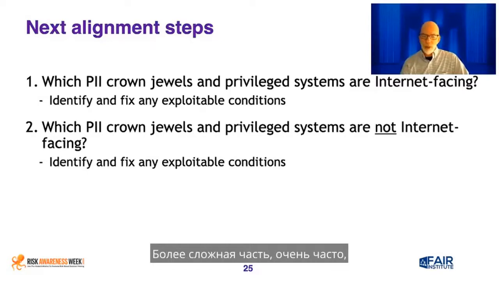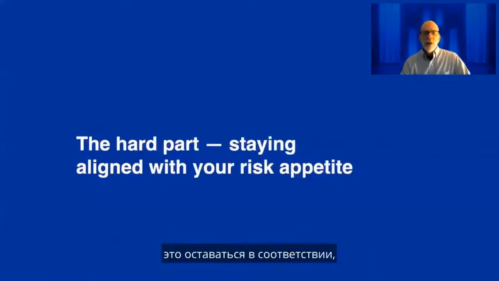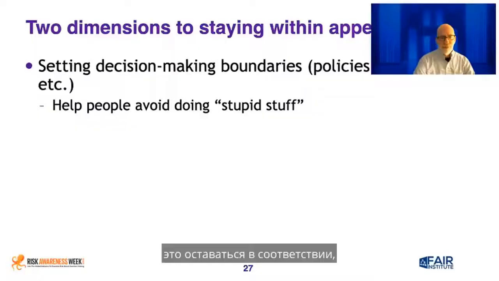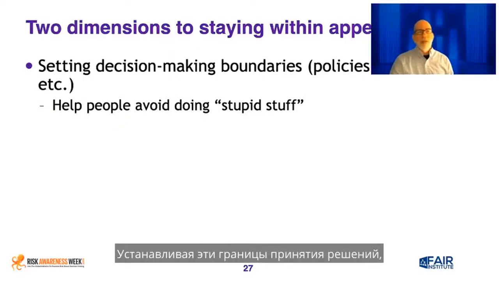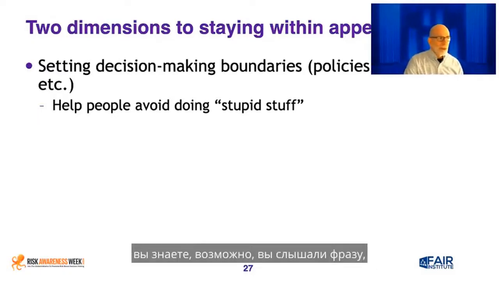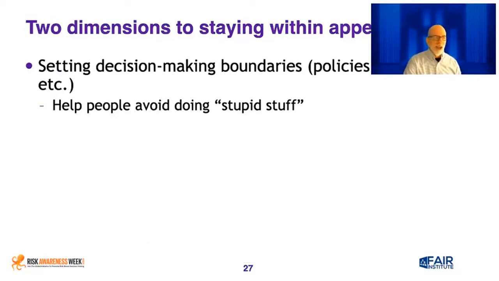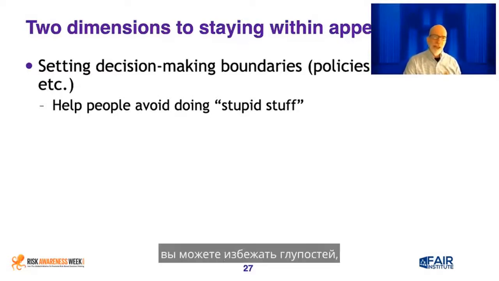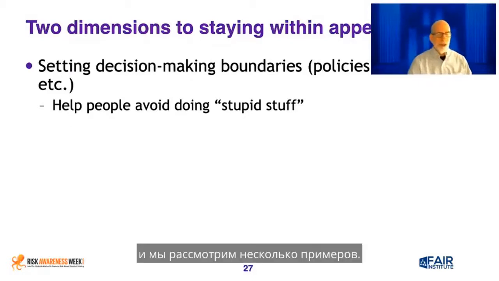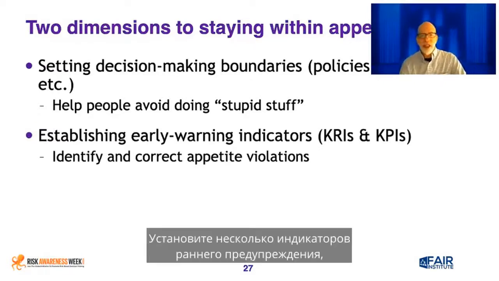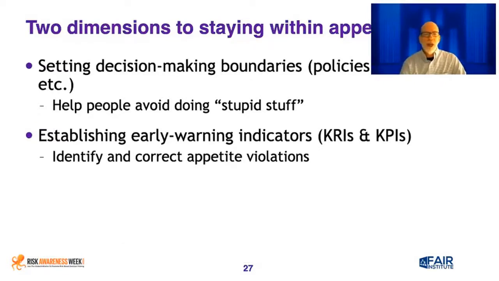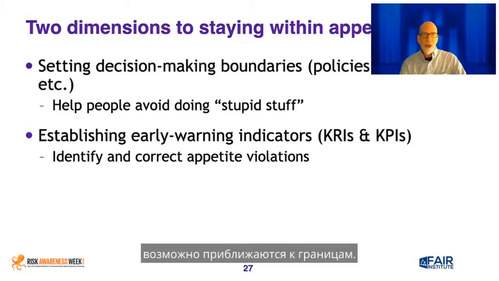The more difficult part very often is going to be staying aligned. And there are really two dimensions to that. Setting these decision-making boundaries: you may have heard the phrase, you can't stop stupid. Maybe you can't stop it, but you can decrease it, right? You can avoid some stupid stuff. And we'll look at some examples of that. And then establish some early warning indicators to help you recognize when things maybe are nearing the boundaries.